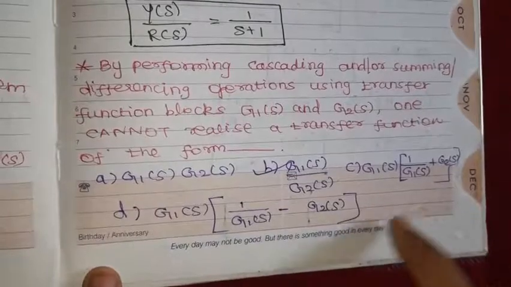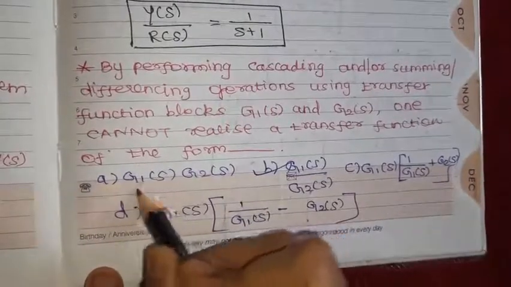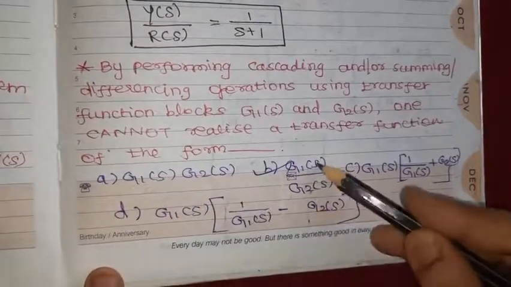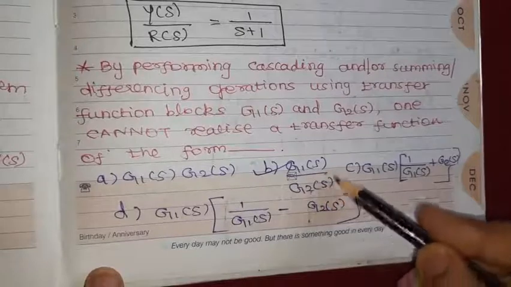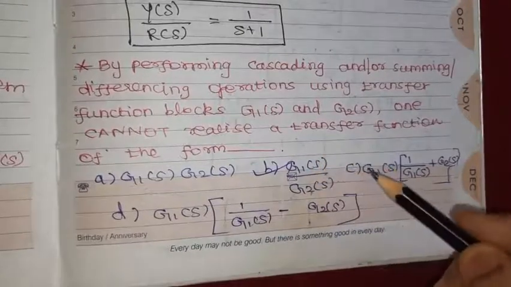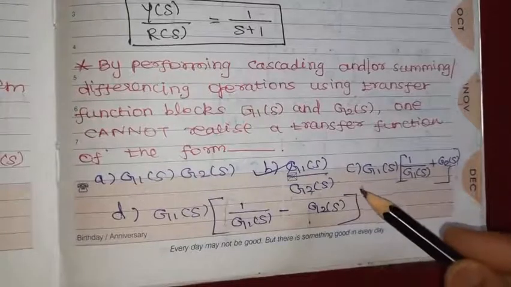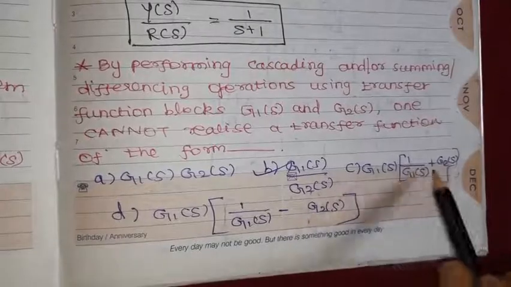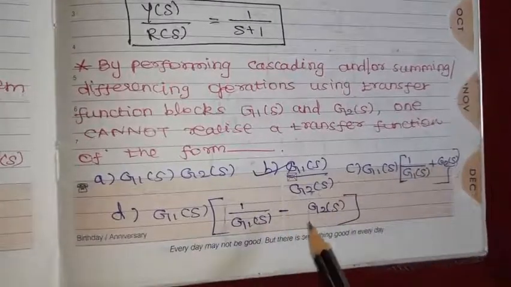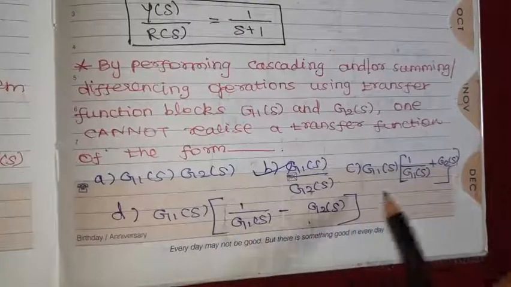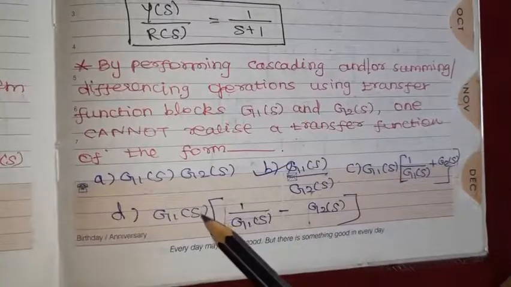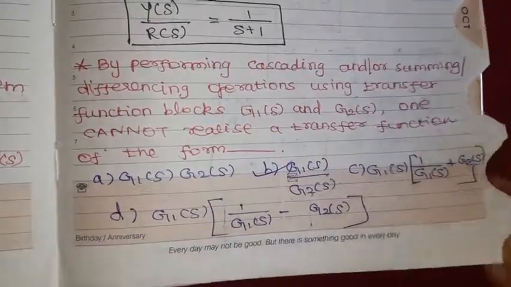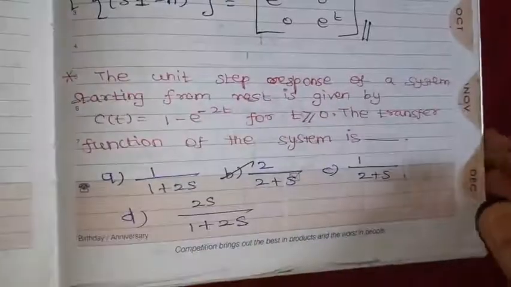So by cascading g1 of s and connecting one more block as g2 of s, what will be the output? G1 into g2. So again g1 of s divided by g2 of s, division only we cannot realize because for division we don't know any option. So addition and multiplication we can realize. Here subtraction and multiplication also we can. So addition, subtraction, multiplication, all the operations we can realize, but g1 of s by g2 of s division we cannot realize. So this is the answer.